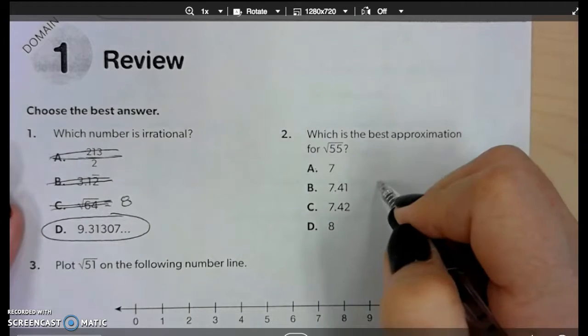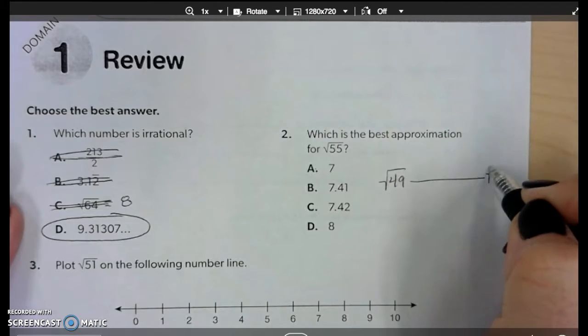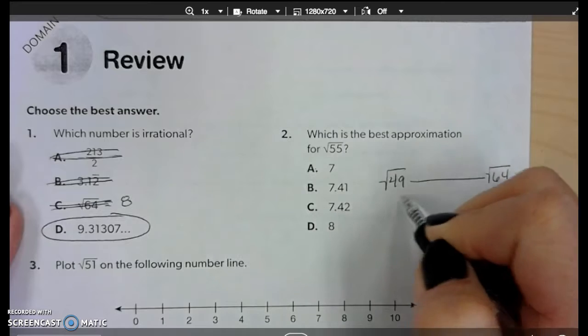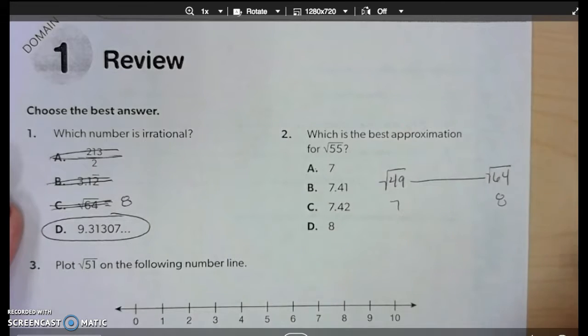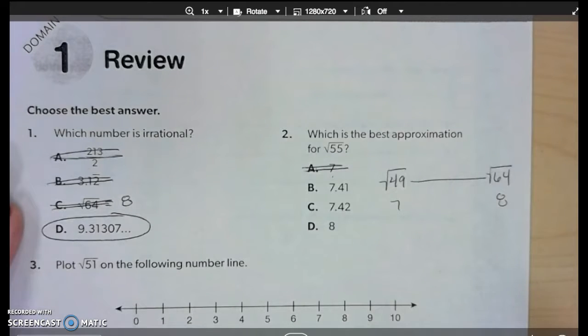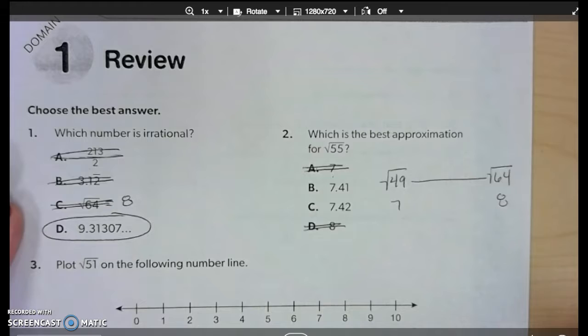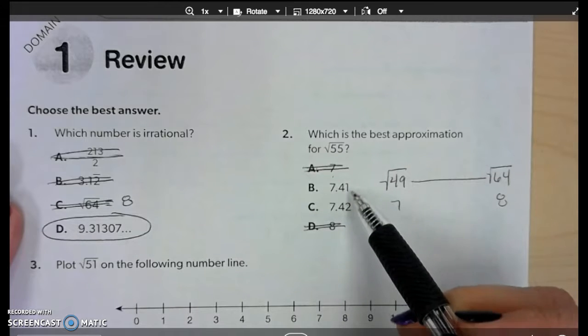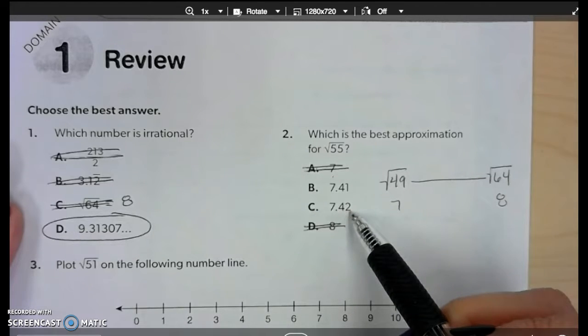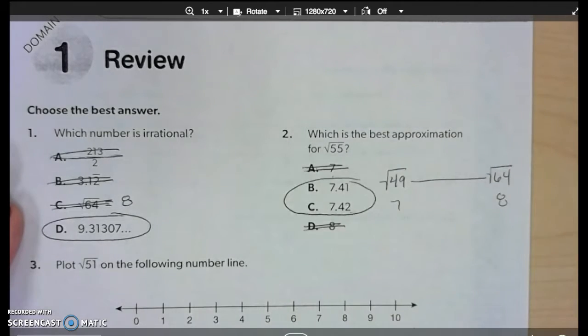Square root of 55 falls between 49 and 64, which would put it between 7 and 8. Now, it can't be 7 because it's not a perfect square. It can't be 8 because it's not a perfect square. So we're just deciding between 7.41 and 7.42. I'll be honest with you, if you get 7.4 anything, I'm good with that answer.